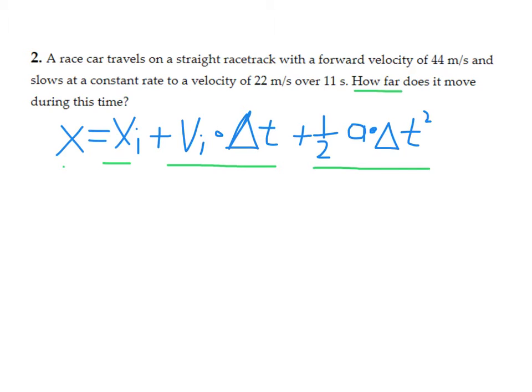The thing here is that I don't have one of the data that I need, and that is the acceleration. I don't have the acceleration, but I can calculate it. I have enough data to calculate the acceleration. Remember that it says that the car is slowing to a velocity of 22 meters per second. So 22 meters per second is the final speed.